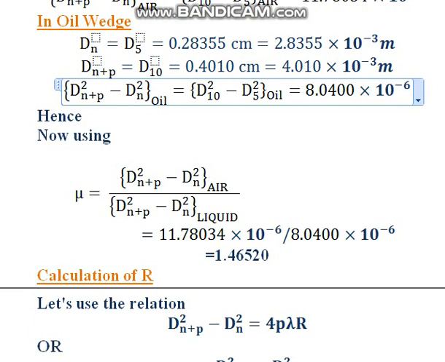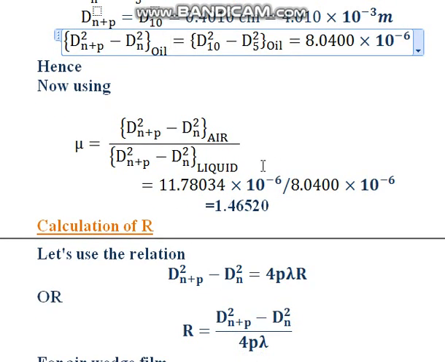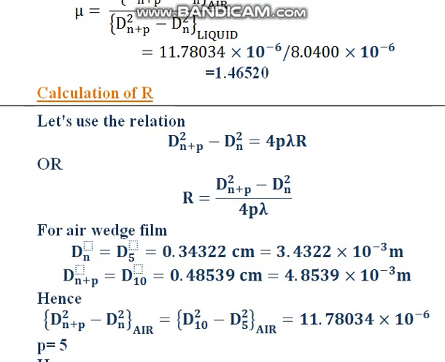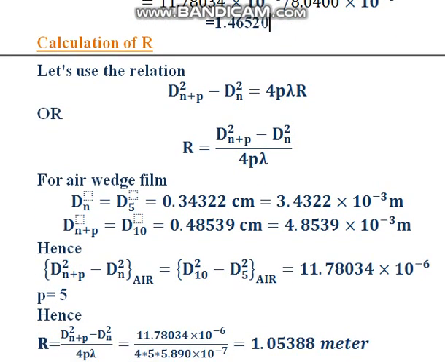Okay, now use the formula mu is equal to the ratio of the two media. So this formula gives the refractive index 1.46520. Okay, now let's calculate the radius of curvature.